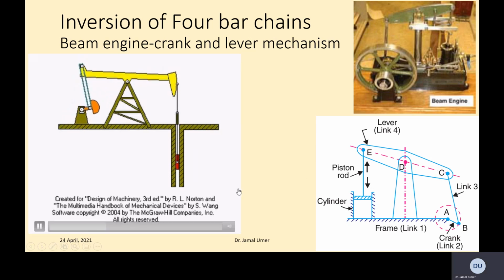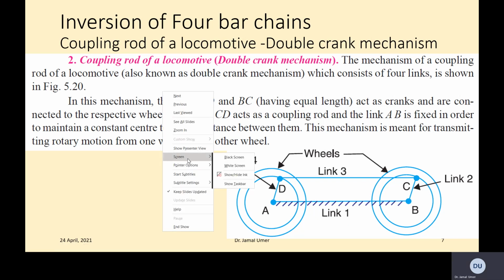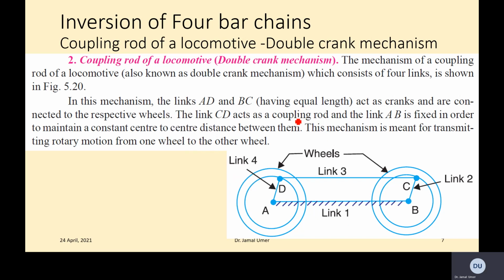All right, so continuation of that, we got another inversion of 4-bar chain, which is a coupling rod of locomotive, or is called as a double crank mechanism as well, basically. So the mechanism of a coupling rod of a locomotive, also known as double crank mechanism, which consists of 4 links as shown in figure 5.20. So this is like 4 links again.